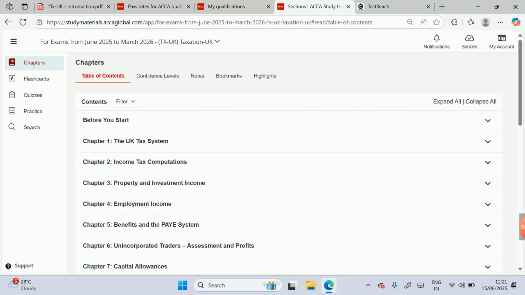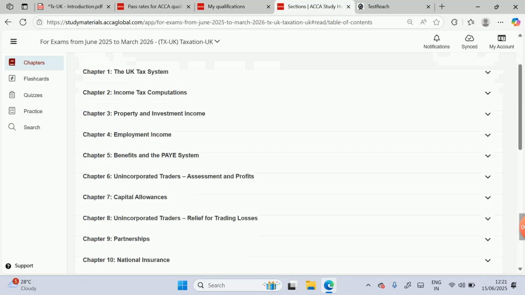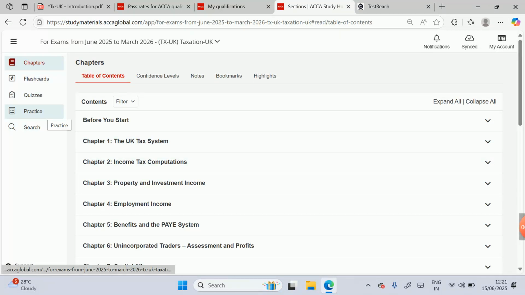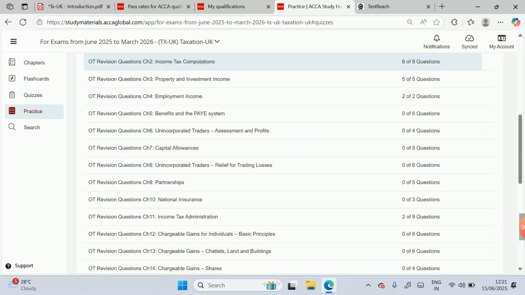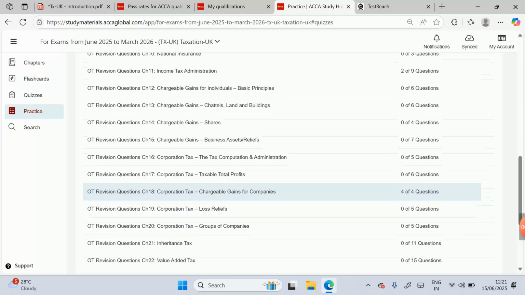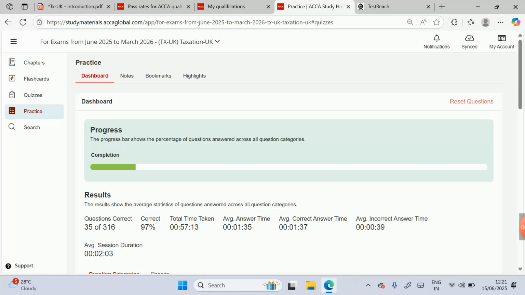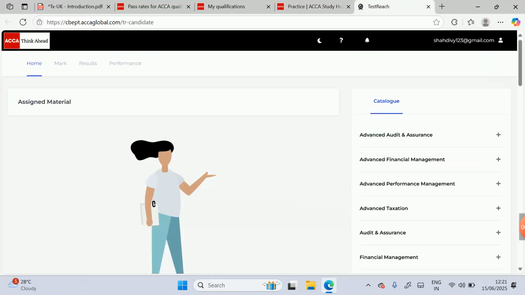So it's really important: first, you do the Kaplan study text and exam kit and get comfortable with it, and then quickly apply your understanding on these quizzes and practice questions. Okay. There are also multiple choice questions. This is your section B and this is your section C. Okay. So this was your ACCA study hub. So make sure that you use it.